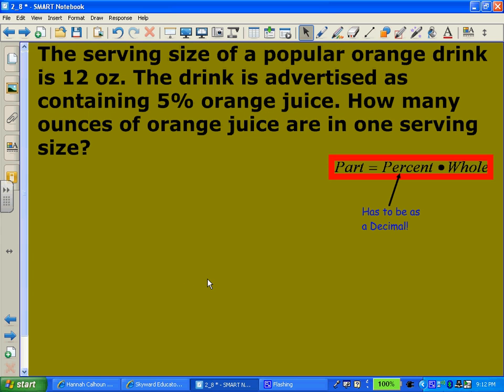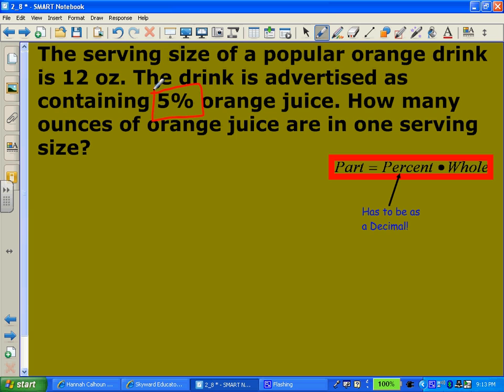Okay? Now last but certainly not least is the same thing but in the form of a story problem. Now these come a little bit harder because you don't have your keywords to help you out as often. Sometimes you do. So we have the serving size of a popular orange drink is 12 ounces. The drink is advertised containing 5% orange juice. Now here's my percent. I can find that pretty easily. How many ounces of orange juice are in one serving?